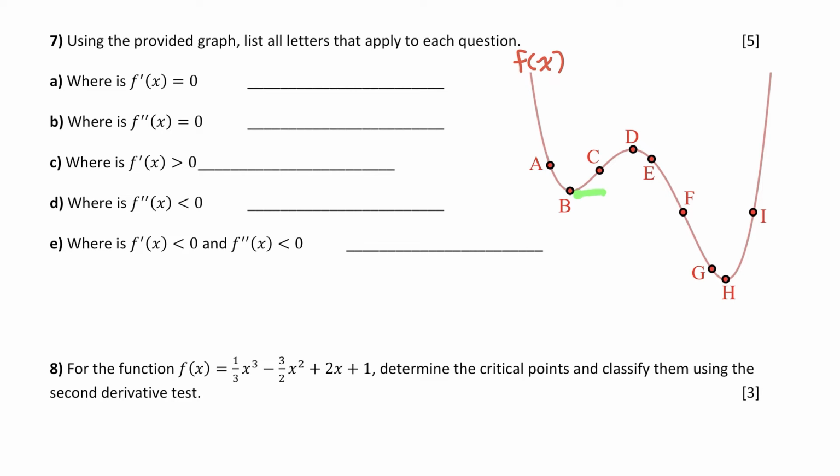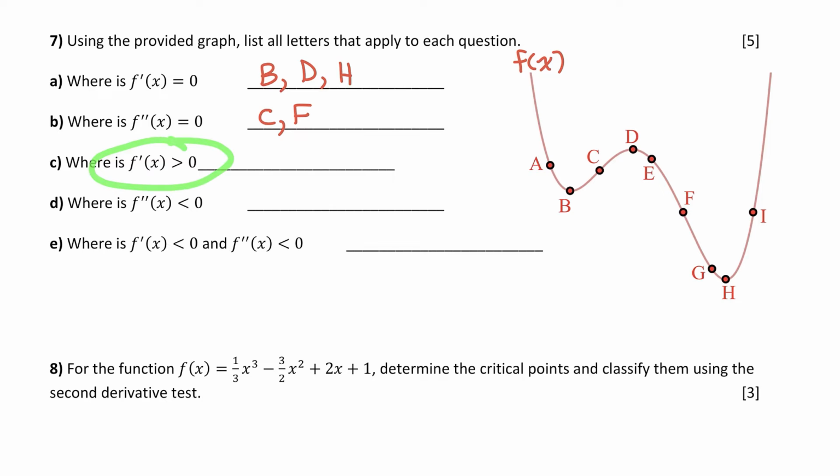So where could I draw a horizontal tangent line? Notice I could draw a horizontal tangent at B, at D, and at H. Part B says, where is f double prime of x equal to 0? So where is this function neither concave up or concave down? I like to look for the points of inflection. So at C and F, it looks like those are places where the function is changing concavity. So the second derivative must be 0 there.